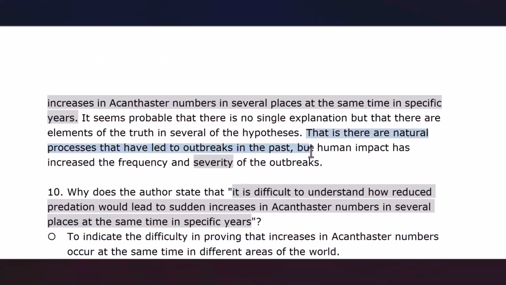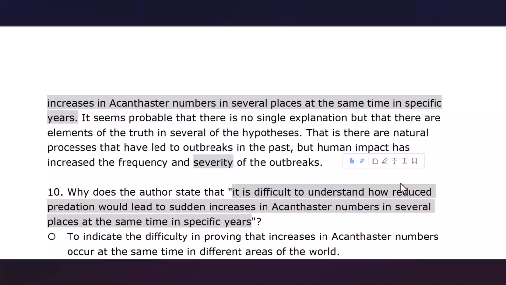Here, in the last sentence, we gain the relevant information and we read that there are natural processes that have led to outbreaks in the past, but human impact has increased the frequency and severity of the outbreaks. This sentence says that natural processes were the causes of outbreaks in the past.